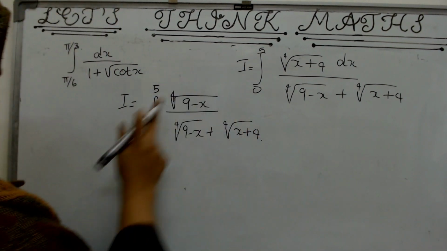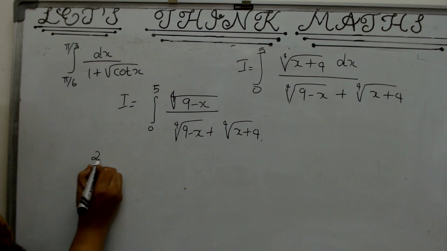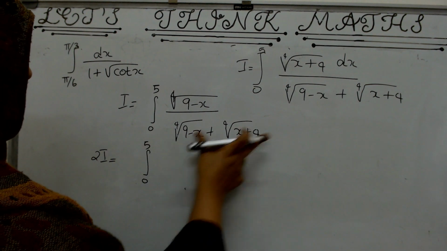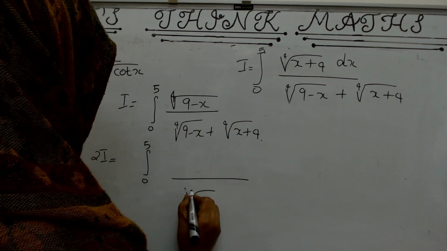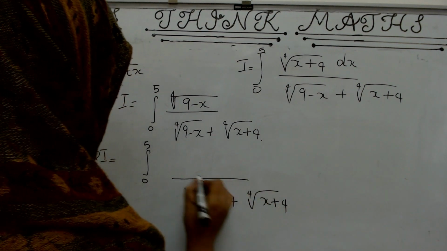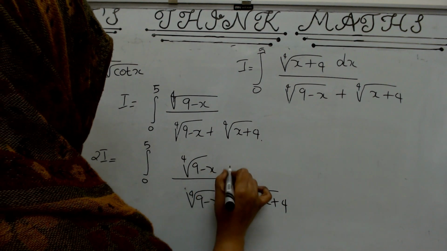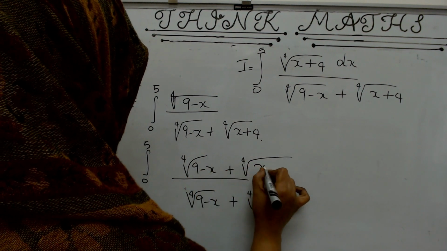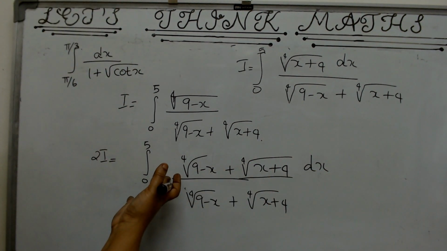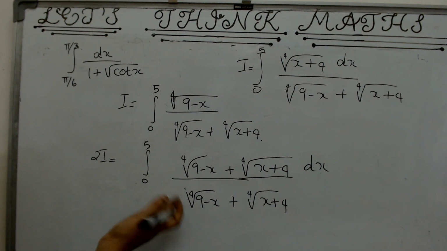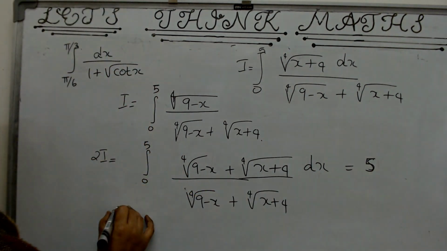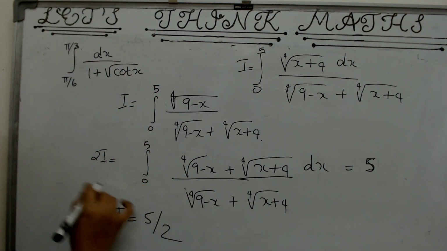There you have. So you have two i's. What do you do? Add up. In the left hand side you get 2i. In the right hand side, same denominator. What happens to the numerator? So what do you see? Numerator and denominator are equal, cancel, you get 1. So all you get on integration is just x. So that means when you integrate it, your answer will be 5. But remember, that is not I. I is actually 5 by 2 because this is 2i.